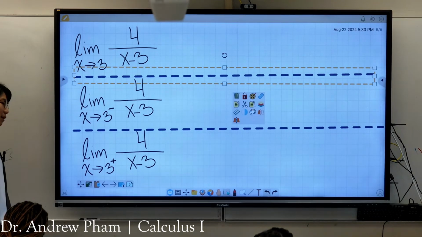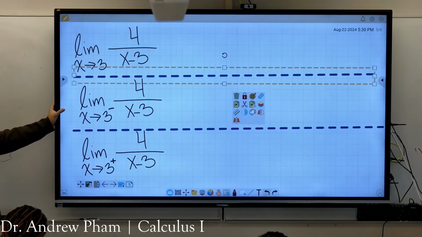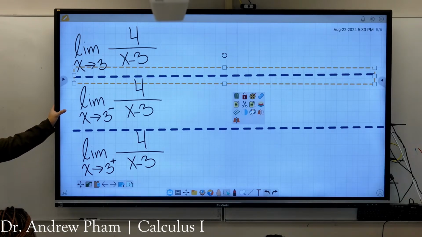All right, so let's start with the left. Let's recall what this notation means. x approaching 3 from the left. Give me a number to the left of 3. 2. Give me a number that's even closer. Go even closer. We can go 2.9. Give me another one. 2.99, 2.999, over and over. We can keep on getting closer and closer, because we know if I have one number, I can find another number that's even closer.